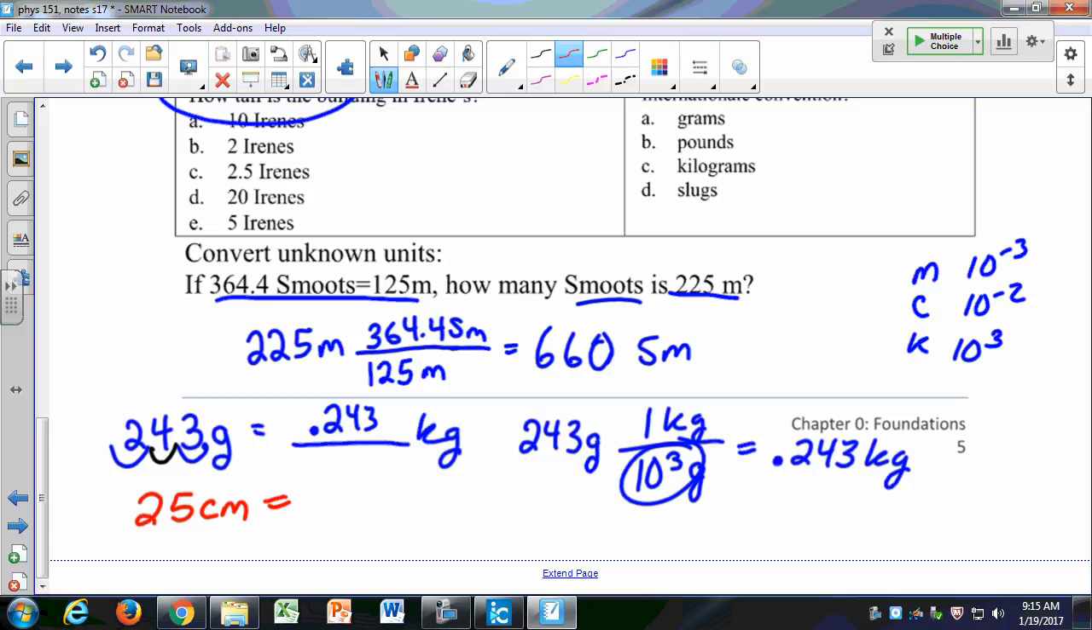How big is a centimeter? Can you show me, like, is it this big? Is it this big? What is it? It's about the width of your pinky, right? It's about this. A centimeter is about that.